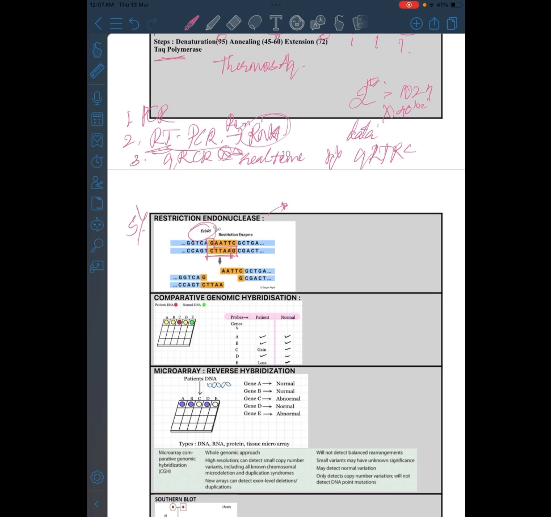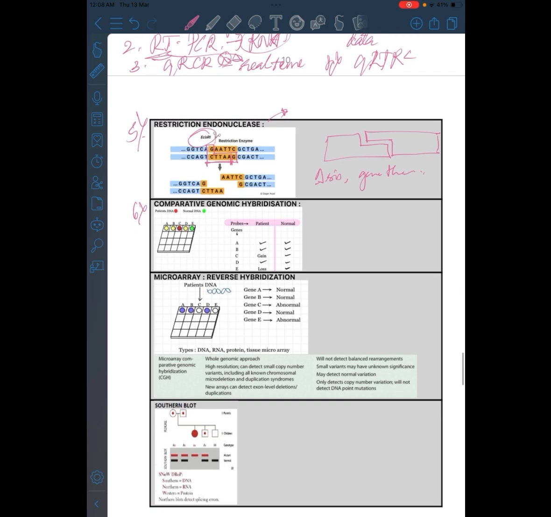The palindrome sequences lead to the formation of sticky ends. All these are sticky ends. These sticky ends are helpful in diagnosis and in gene therapies and other stuff. Okay. Next we'll move on to CGH and microarray reverse hybridization.